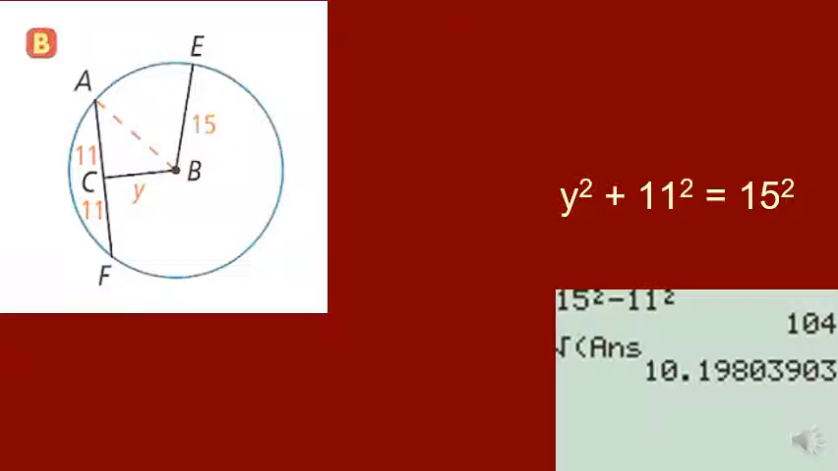And it's just slightly different on this one. This time, that dashed line from A to B would be a radius of this circle, so it's got to be 15, the same as the radius that's given on EB. So I've got a triangle where 2 of the 3 sides are 11 and y, and the hypotenuse is going to be 15. That's why I wrote y squared plus 11 squared equals 15 squared. This time, since I'm trying to find one of the shorter sides, I have to subtract 15 squared minus 11 squared. I do the square root, and it's about 10.2.